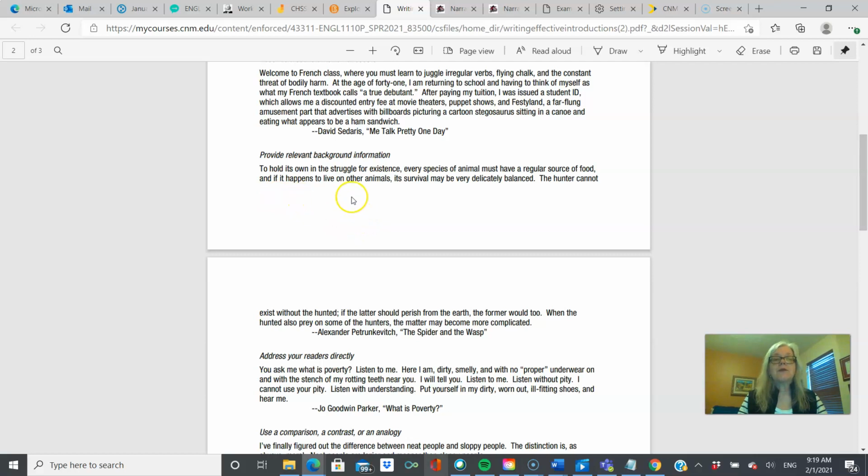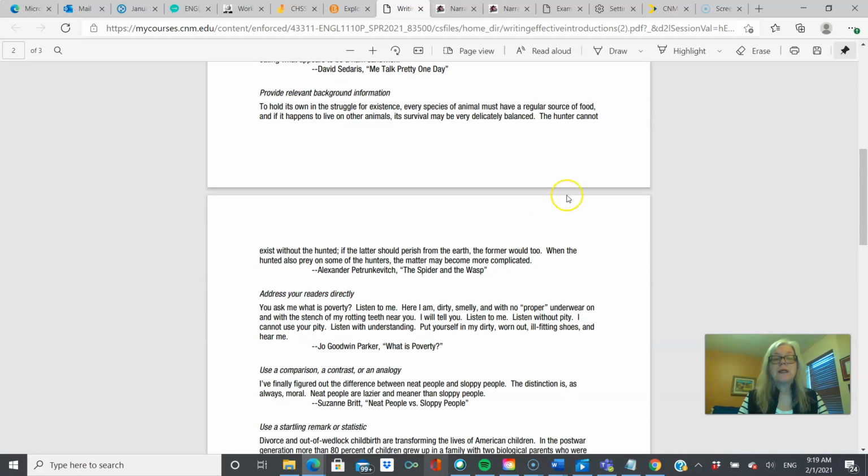To hold its own in the struggle for existence, every species of animal must have a regular source of food, and it happens to live on other animals. Its survival may be delicately balanced. The hunter cannot exist without the hunted. If the latter should perish from the earth, the former would too. When the hunted also prey on some of the hunters, the matter may become more complicated.